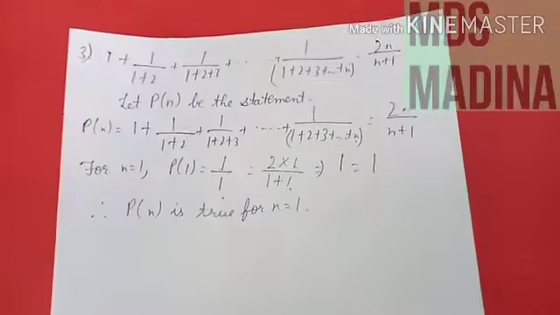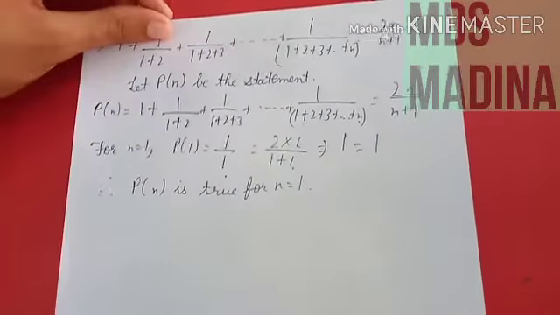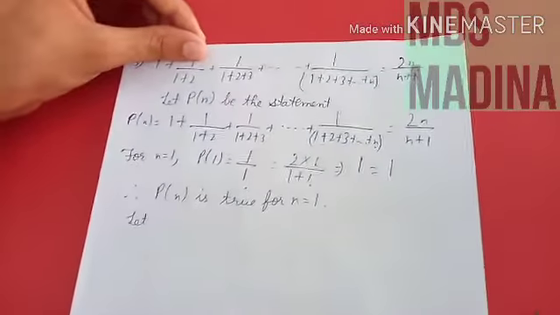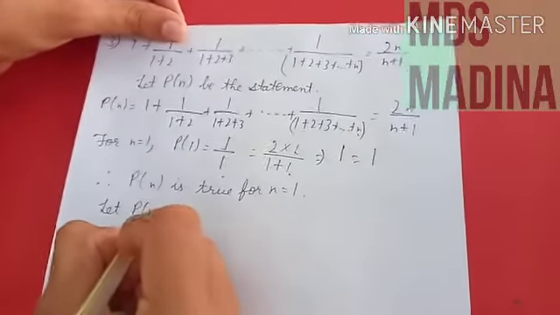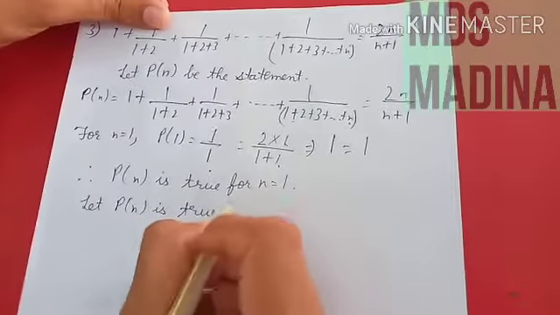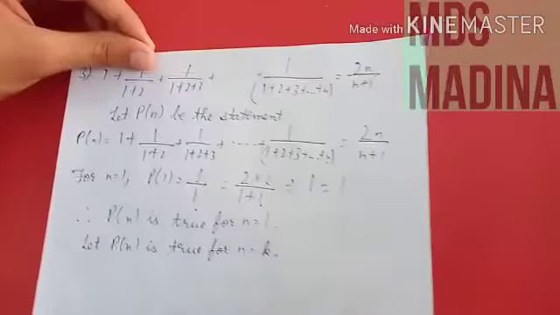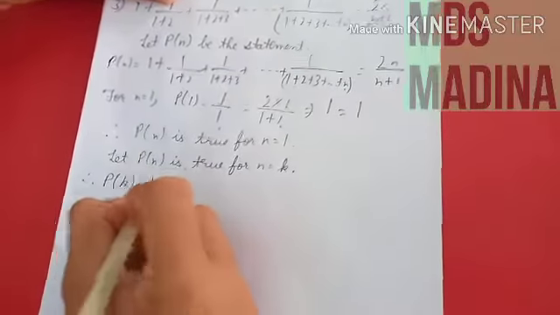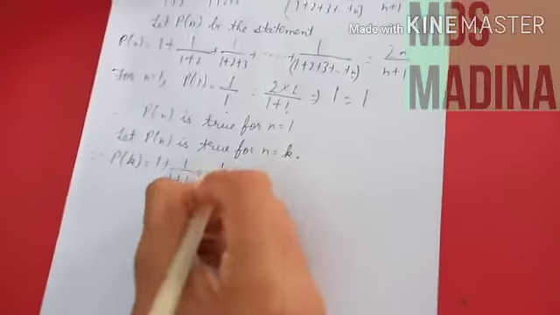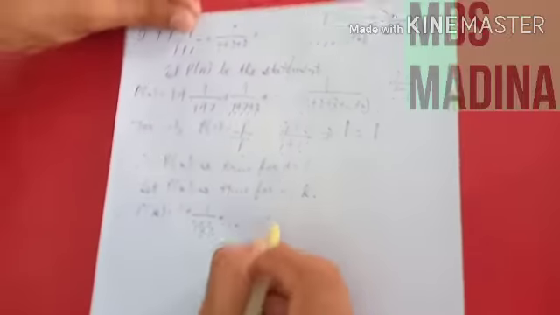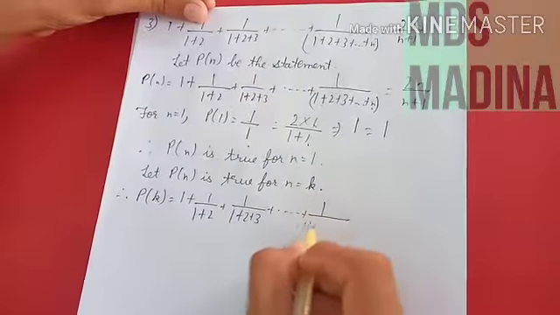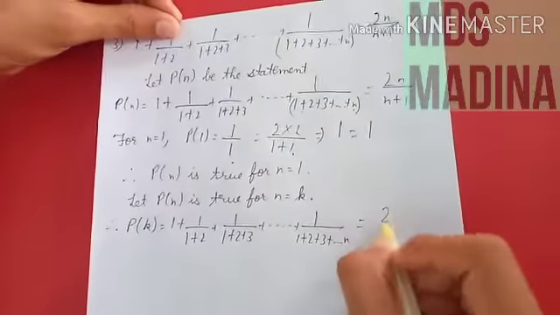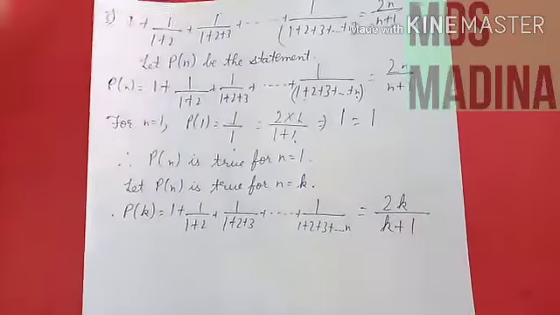Now what we are going to do, we will assume, let P of n be true for n equal to k. So therefore P of k will be equal to 1 plus 1 by 1 plus 2 plus 1 by 1 plus 2 plus 3, in this way till 1 by 1 plus 2 plus 3 up till k, that we have to prove equal to 2 into k by k plus 1.